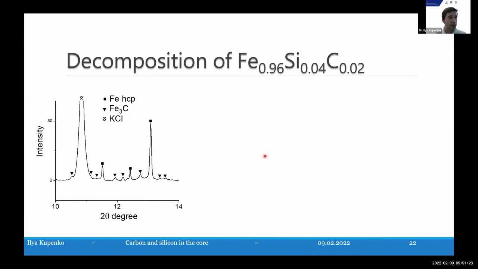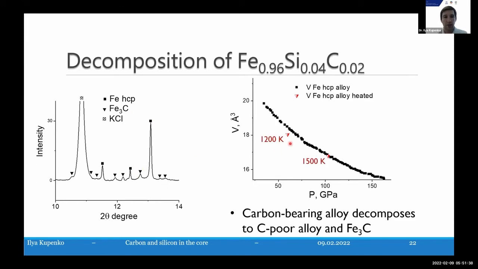So we tried to investigate it, and we observed the decomposition of the sample to iron silicon alloy and iron carbide after heating at relatively small temperatures, at around 60 GPa and 100 GPa. And we can say that this is not due to a reaction with diamonds, but really decomposition of the sample, because we see the reduction of the volume due to loss of carbon.